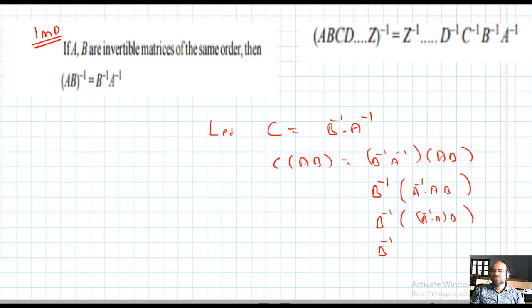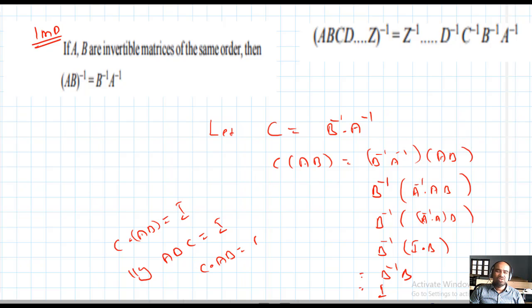In other words, I can say B inverse of A into A inverse, which you already know is I, only B remains. Any matrix multiplied with the unit matrix, we will get that matrix only. So according to the definition of inverse matrix, B inverse into B is I only. What did I get? C into AB equals I. Similarly, AB into C also will give I only. What is the meaning of that? C into AB equals AB into C.